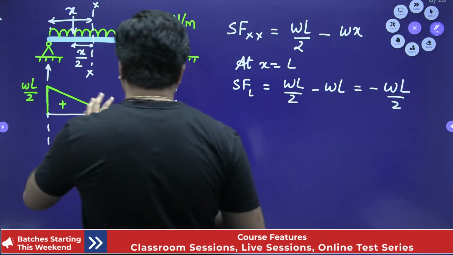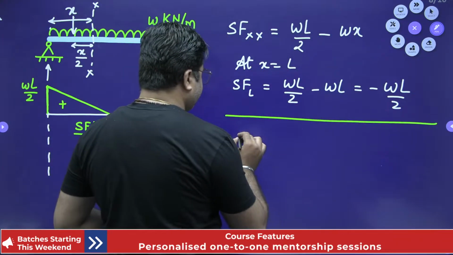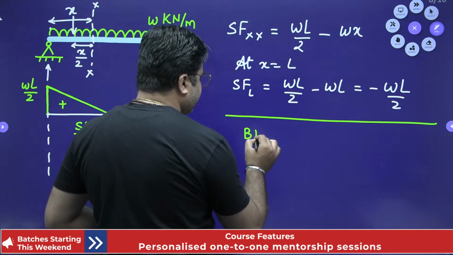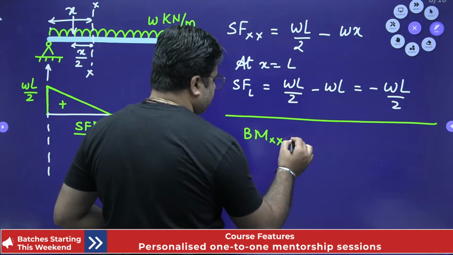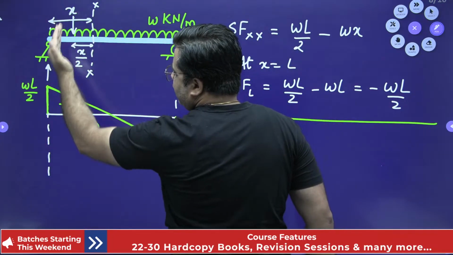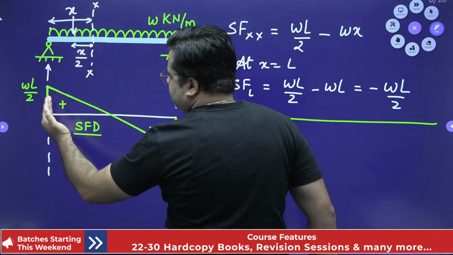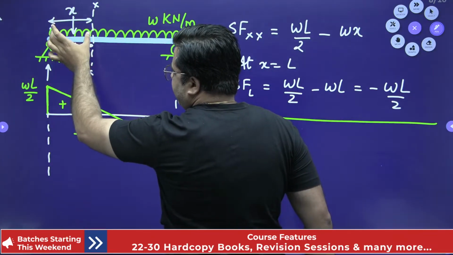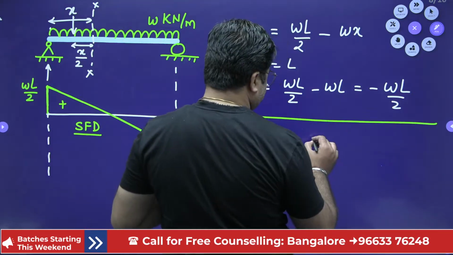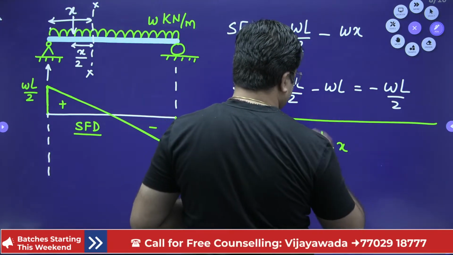Now for the same beam, if I need to draw the bending moment diagram, first I need to write the bending moment equation. So bending moment at section XX. When you stand at section XX, this load of WL by 2 will give me the sagging moment. So this load WL by 2 multiplied by the lever arm will be the moment, and this will be a sagging moment. So WL by 2 into X, this is the first moment.